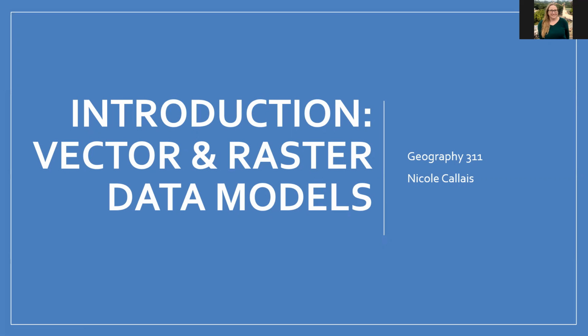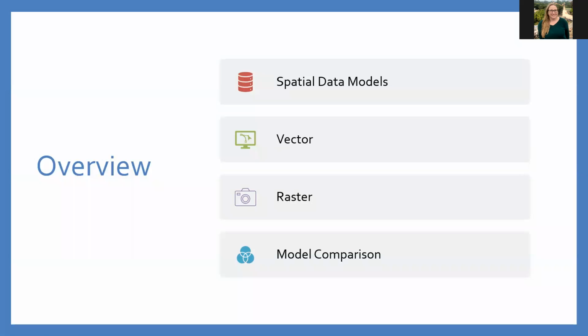This week we're going to go over an introduction to the two main data models in GIS, vector and raster. I will start with an introduction to spatial data models and then go into more detail about both model types, and then compare the two. The information this week is just to get you more familiar with GIS data, and I will go over the models in a bit more depth in a couple weeks.